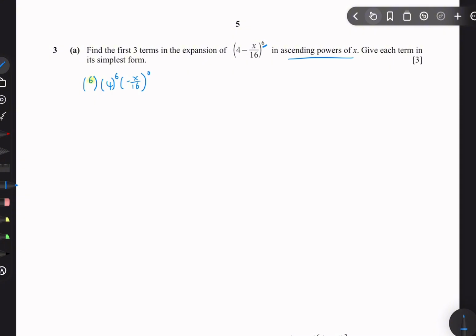Okay, so when the third term's power is 0, then the value on the first one will be 0 as well, because these two values must be the same. This value and this value, they both must be the same. Okay, so we can repeat this for the next term.